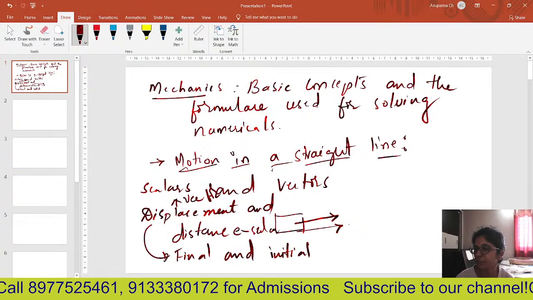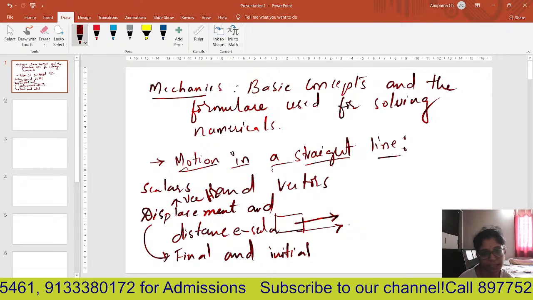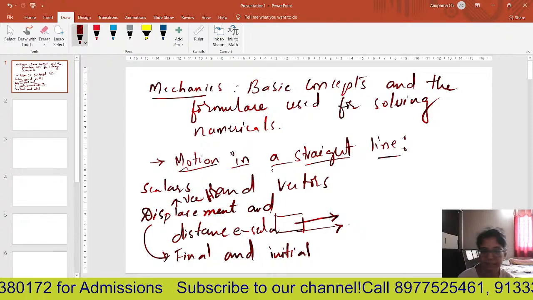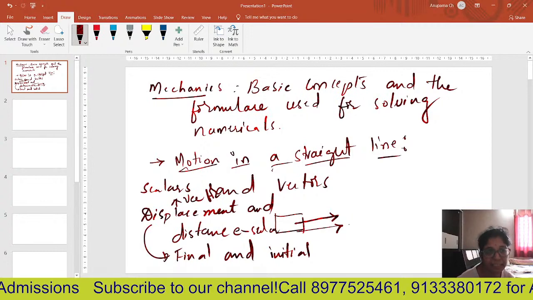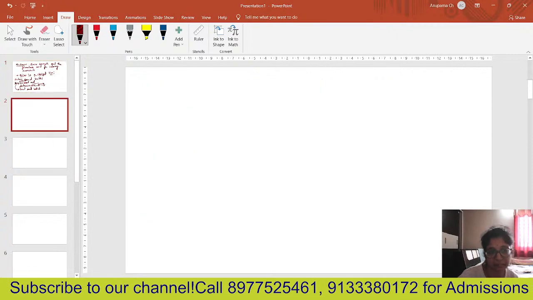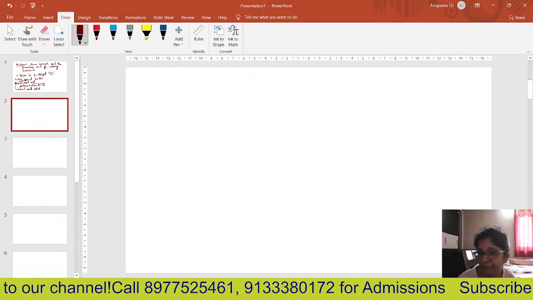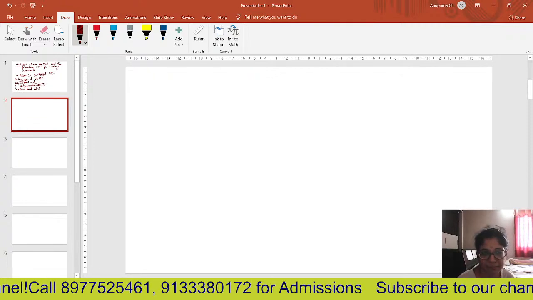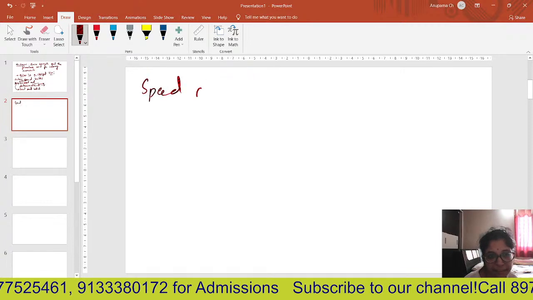One more thing we have to remember here is that distance cannot be zero, whereas displacement can be zero. It can be negative also. If something is moving in the reverse direction, then displacement can be negative. So this is about distance and displacement. The next physical quantities we have are speed and velocity.